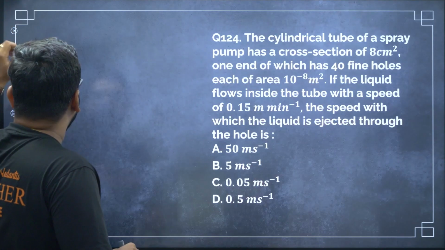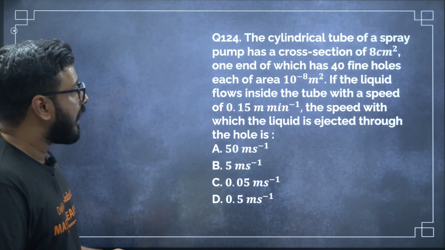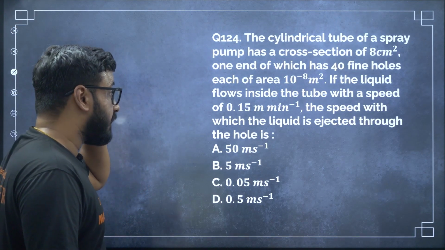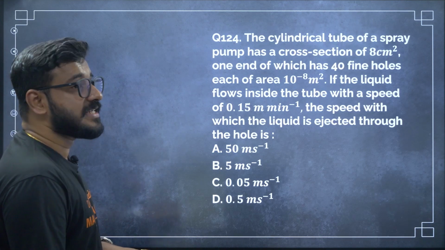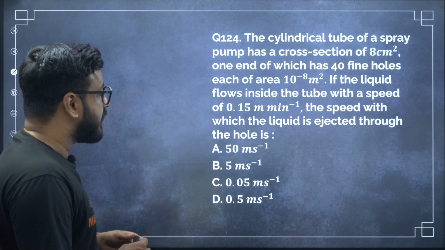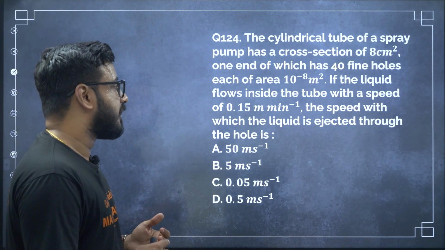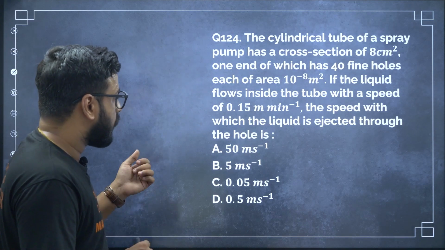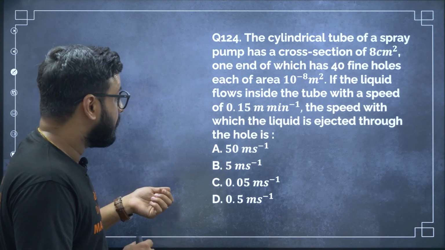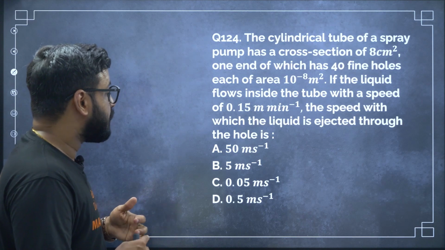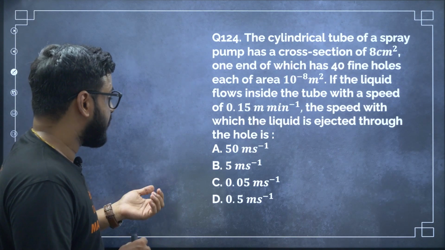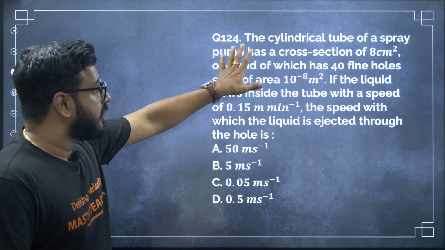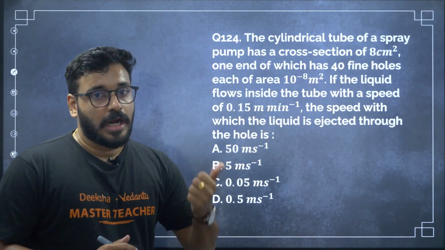Next, let us look at the next question further. The cylindrical tube of a spray pump has a cross section of 8 centimeter square, one end of which has 40 fine holes, each of area 10 to the power minus 8 meter square. If the liquid flows inside the tube with a speed of 0.15 meters per minute, the speed with which the liquid is ejected from the hole is. Now what you have to keep in mind is, this is basically a question based on the continuity principle.